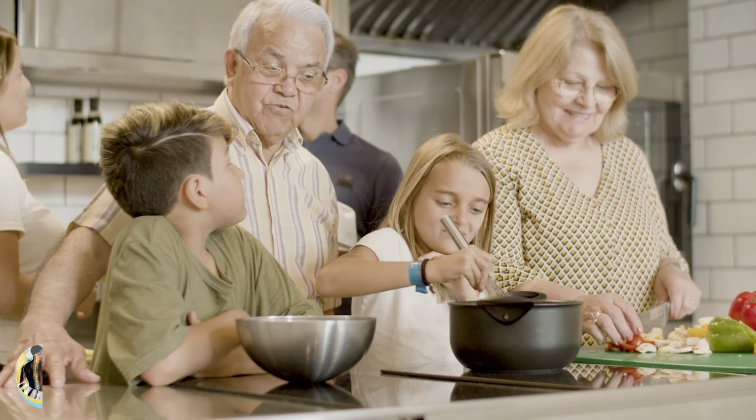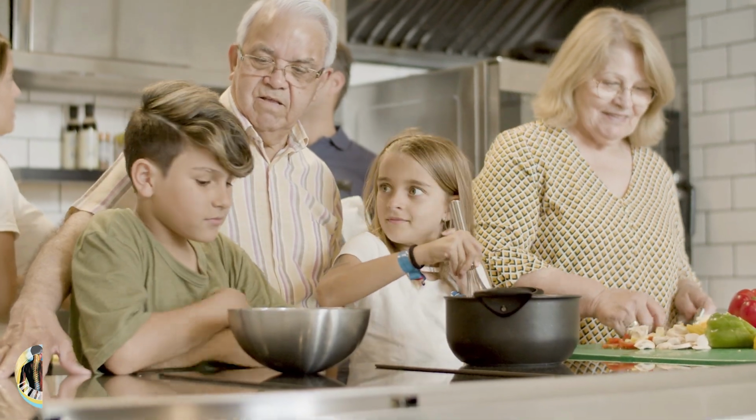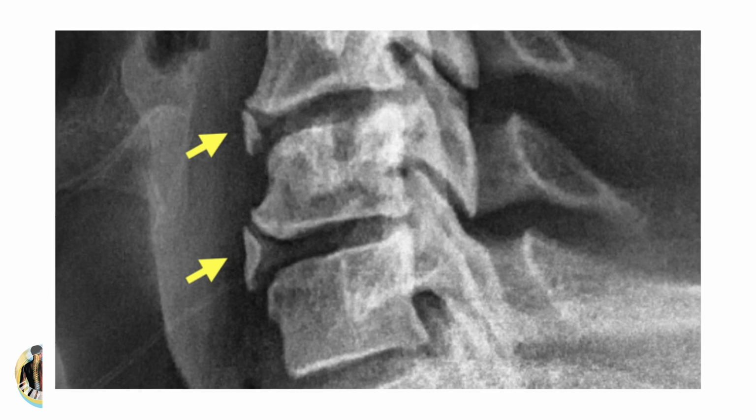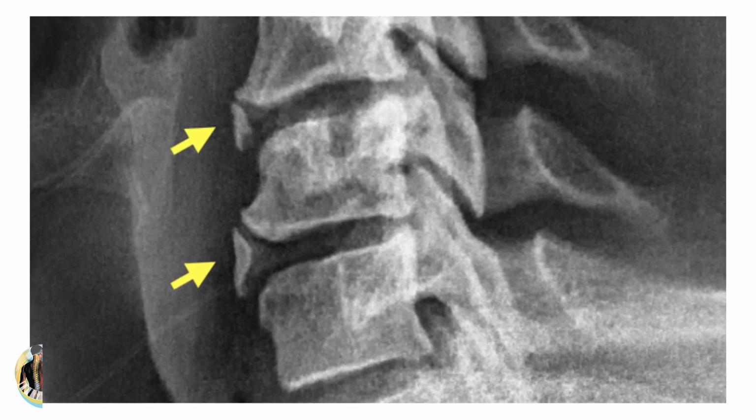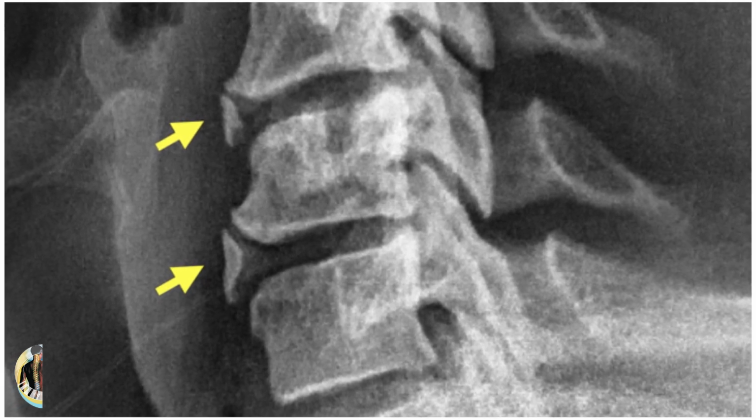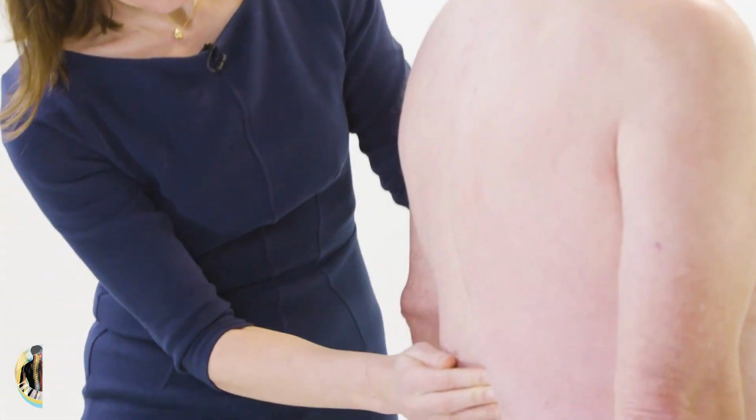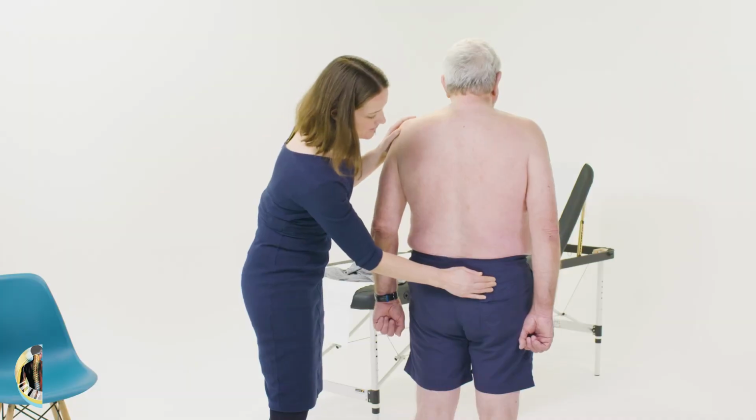Bone spurs are commonly associated with the normal aging process. Everyone's spine undergoes changes with age. Bone spurs can also develop as the result of a spinal condition, typically either spinal osteoarthritis or a degenerated disc.